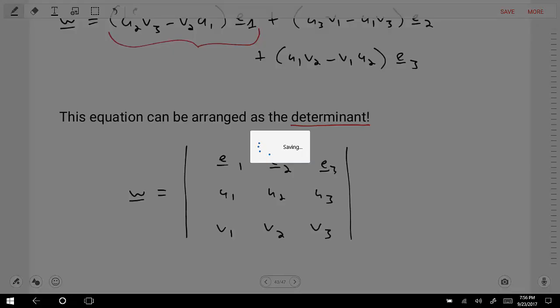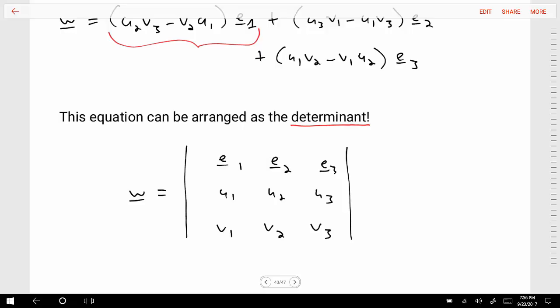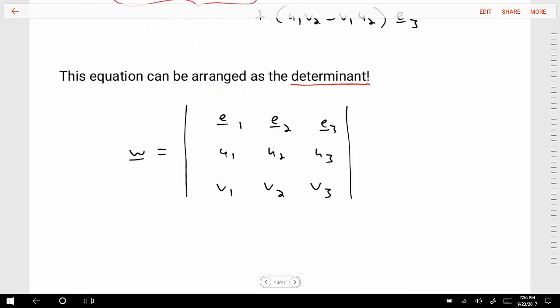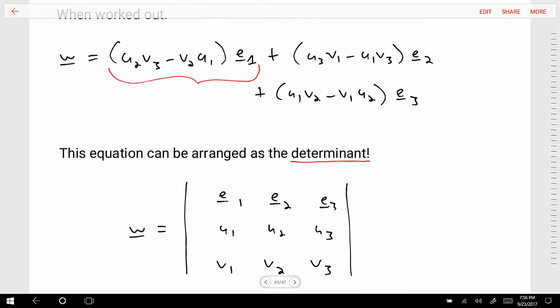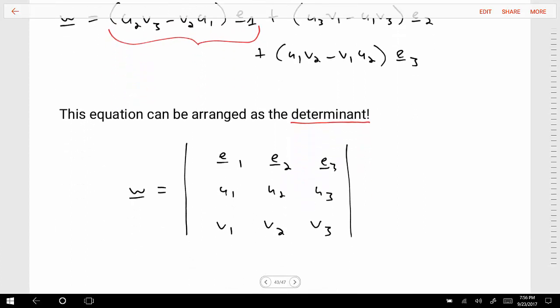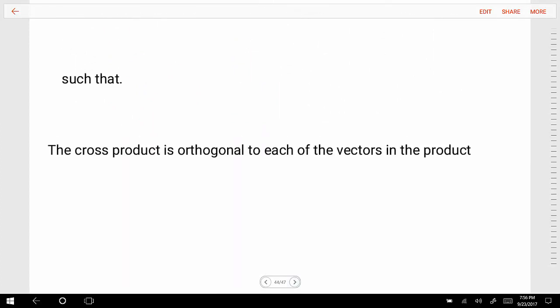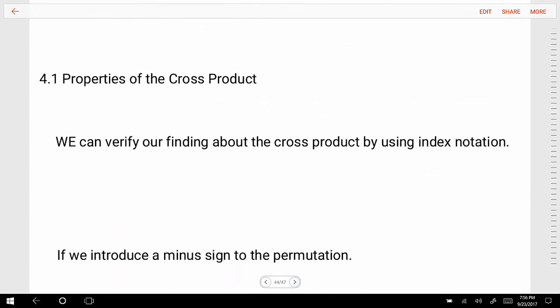So now that we've introduced this permutation tensor, we've actually worked out what the cross product of two vectors is and found that, hey, it's actually the determinant. Let's go ahead and look at some of the properties that we can get from the cross product. And let's start with verifying our findings about the cross product in index notation.